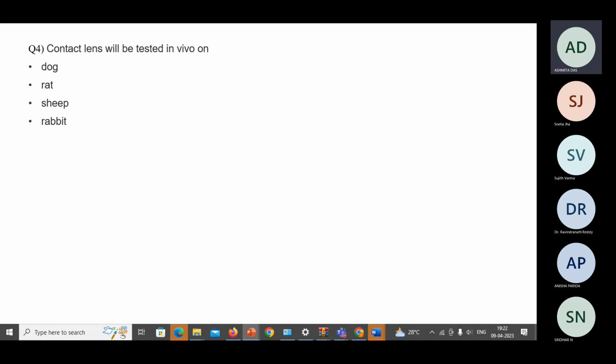Now moving to the next question. Contact lenses will be tested in vivo on.